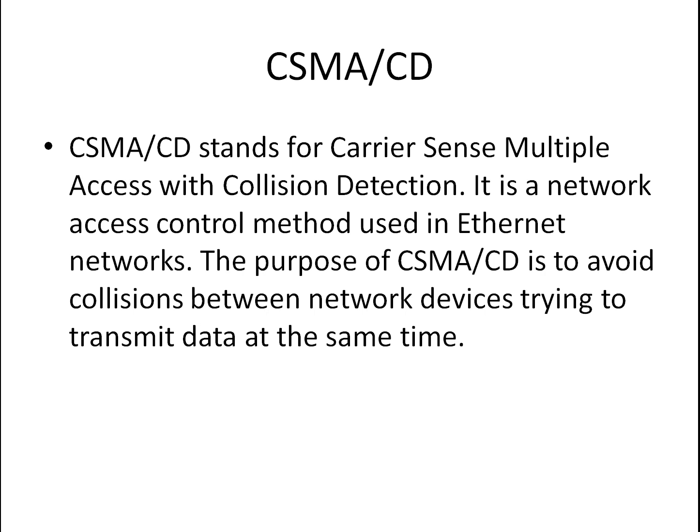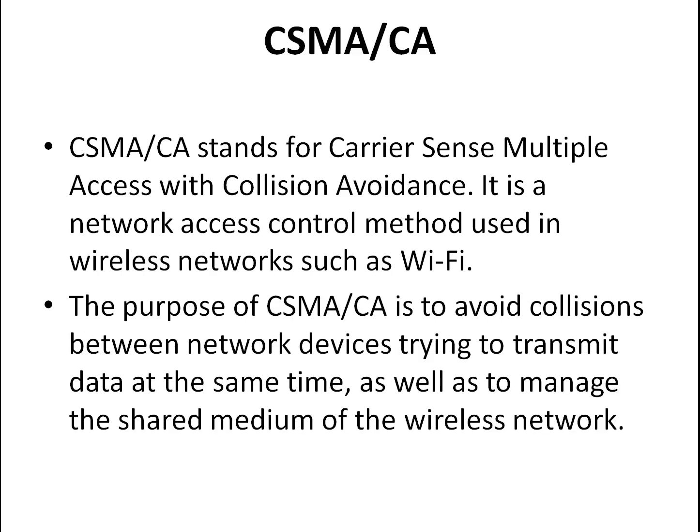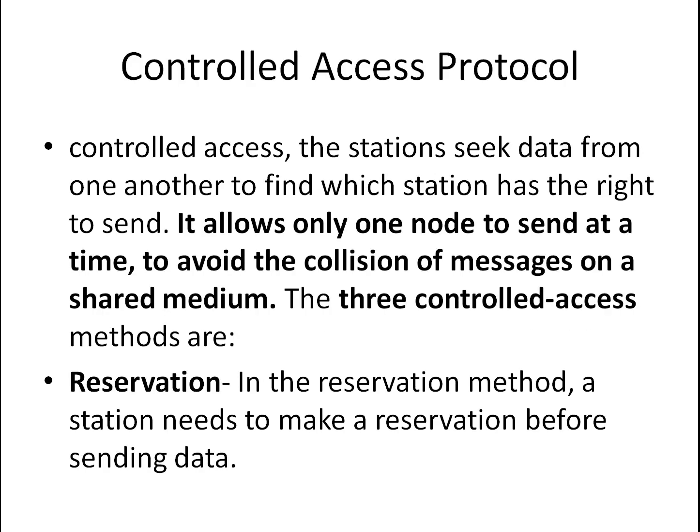CSMA/CD is carrier sense multiple access with collision detection. It is a network method used in Ethernet networks to avoid collisions between network devices trying to transmit at the same time. CA stands for carrier sense multiple access with collision avoidance. The purpose is to avoid collisions between network devices transmitting at the same time, as well as to manage the shared medium in wireless networks. Controlled access protocol allows only one device to send at a time to avoid collision of messages on the shared medium.